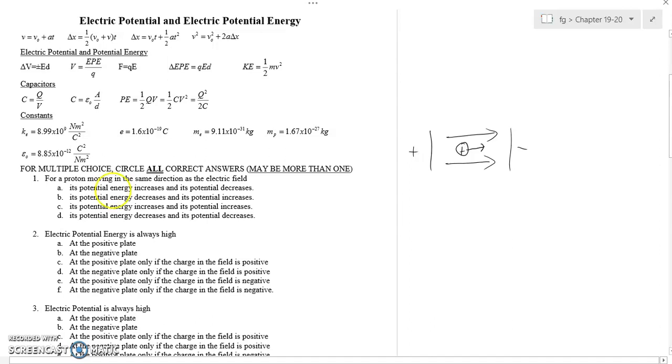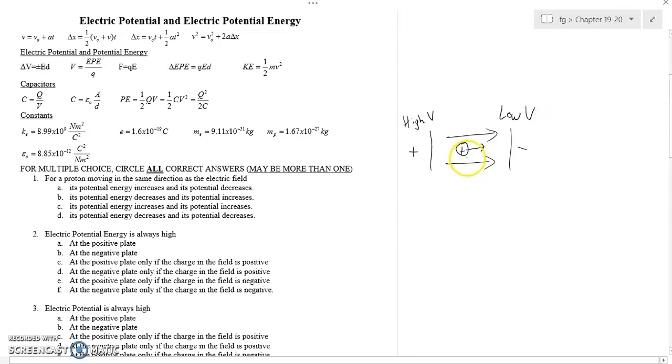Alright, and it's talking about potential energy and electric potential. If you remember, electric potential is always high at the positive plate. So I'm going to say high V there, always low at the negative plate, so low V there. Always, doesn't matter what the charge is.